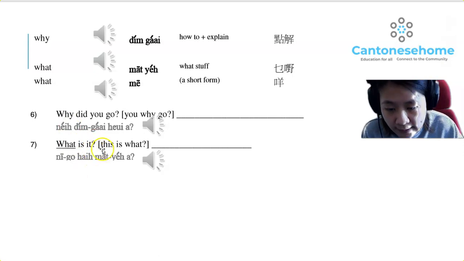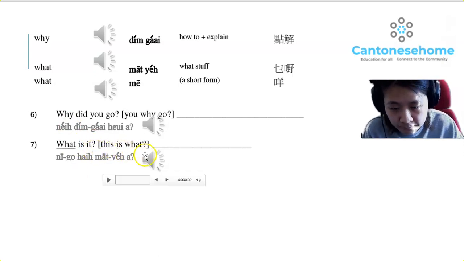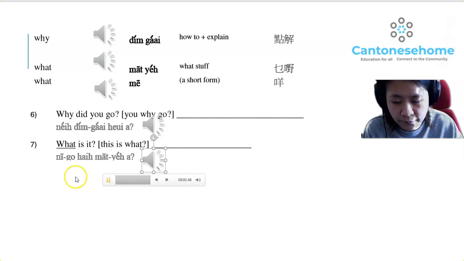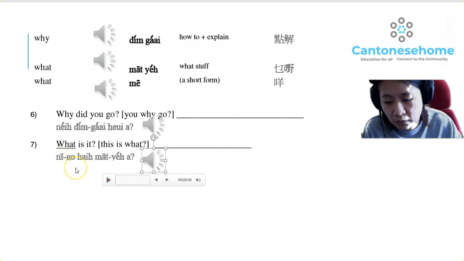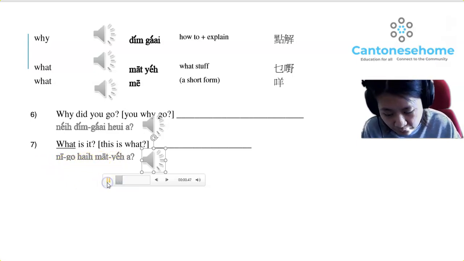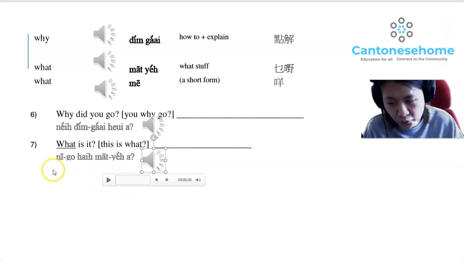Okay. What is it? 呢個係乜嘢啊? 呢個 is this, 係 is is, so this is what, 係乜嘢? 呢個係乜嘢啊? So if you're curious about something, an object, then you can say, oh, 呢個係乜嘢? What is it?